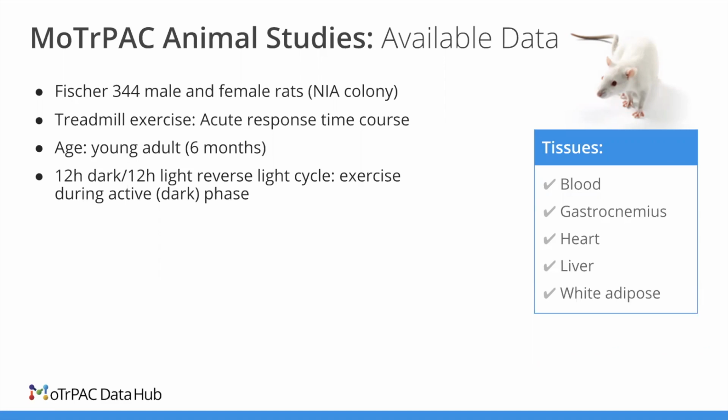And just a general feature of this is that these animals were under a 12-hour dark and 12-hour light cycle. We reversed it, so all of our exercise was occurring during the early part of the dark phase, or the active phase for the animal. And this short table over on the right just gives you a listing of the tissues that were used for all the chemical analysis sites. So blood, gastrocnemius muscle, heart, liver, and white adipose tissue. And the data from that has been released and is available to you right now.